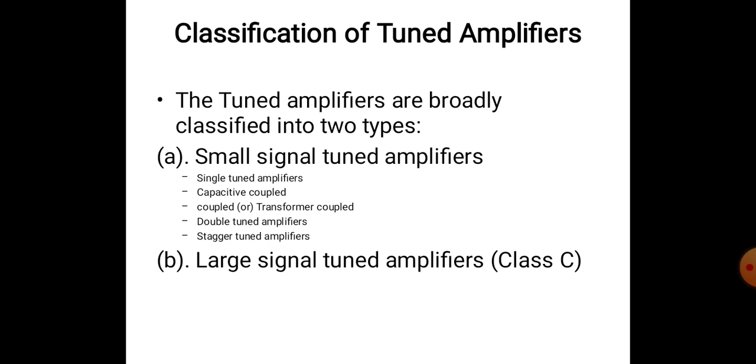And this small signal tuned amplifier is further classified into single tuned amplifier, either capacitive coupled or transformer coupled. The second one is double tuned amplifier, and the third one is stagger tuned amplifier. Now let us see each tuned amplifier in detail.